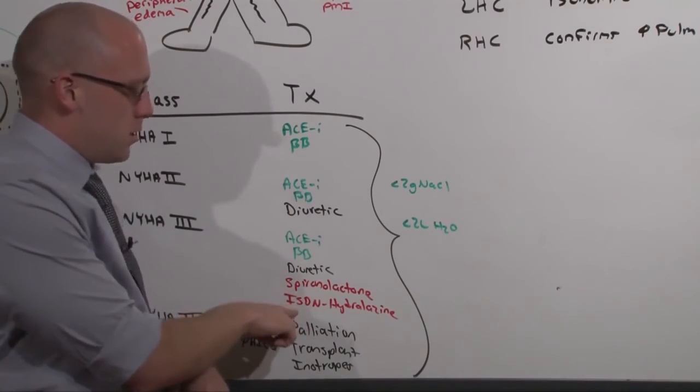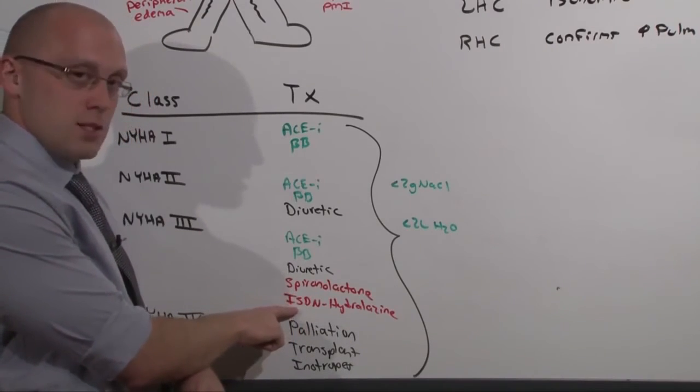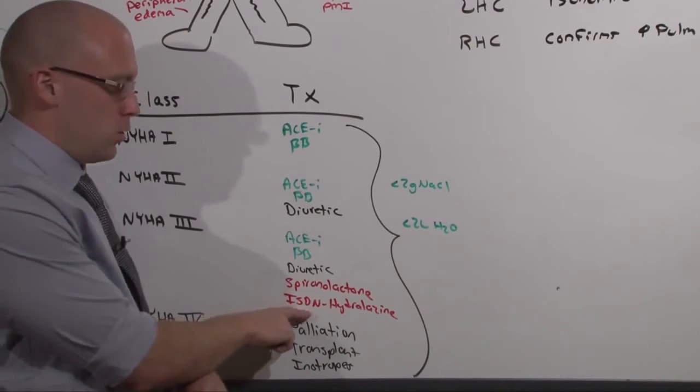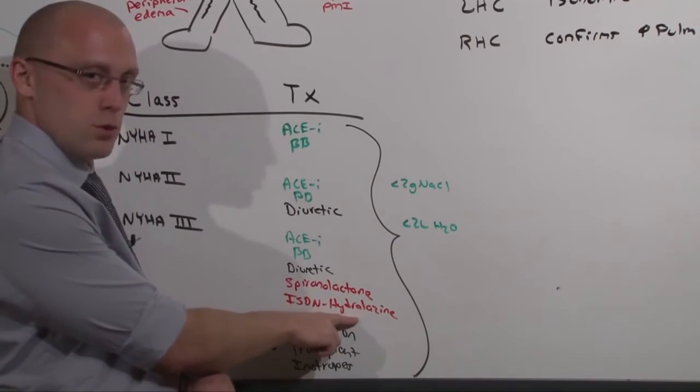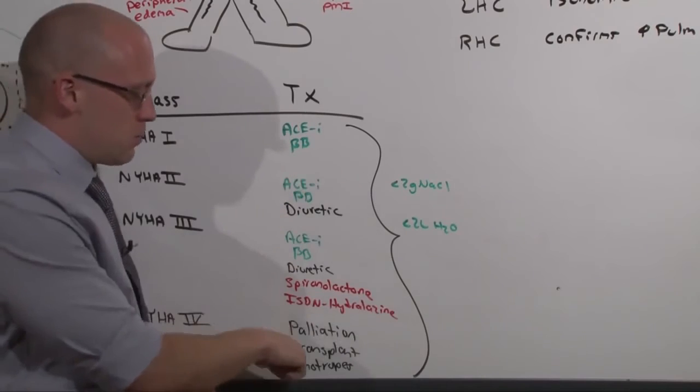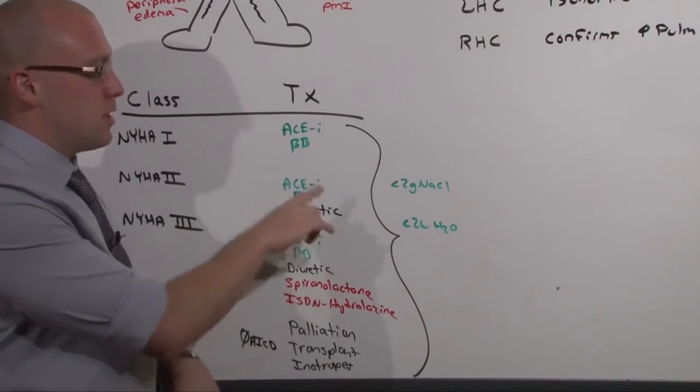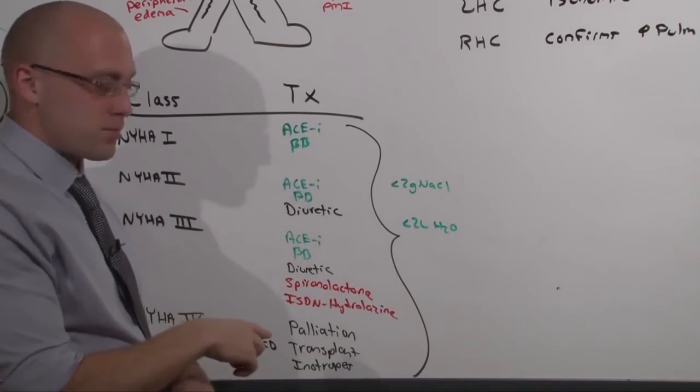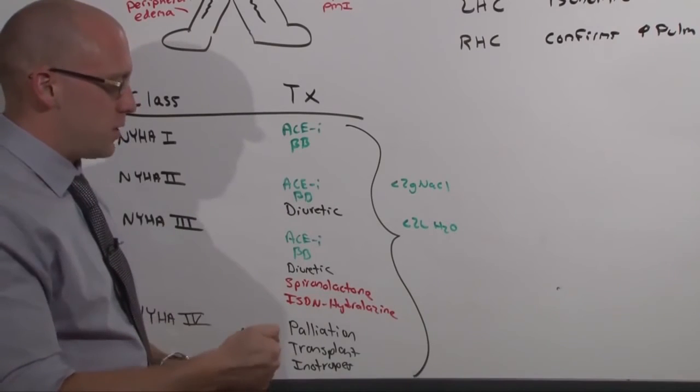Isosorbide dinitrate dilates the veins, making there less venous return, less work for the heart to do, and hydralazine is also an afterload reducer. All of these medications make sense, and all of these interventions have been tested in studies to prove their efficacy.